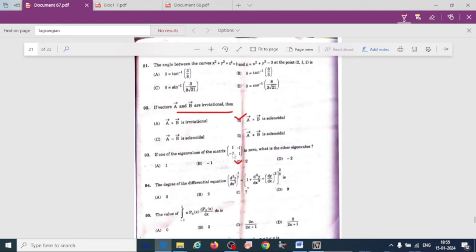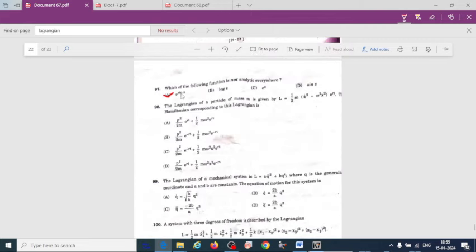Option B is correct here. If one of the eigenvalues of the matrix is 0, what is the other eigenvalue? How do we write the eigenvalues? Usually we should take 1 minus lambda, here minus 1, minus 1, 1 minus lambda. So if we equate the formulas, we will get lambda equal to plus 2. Try to solve it.